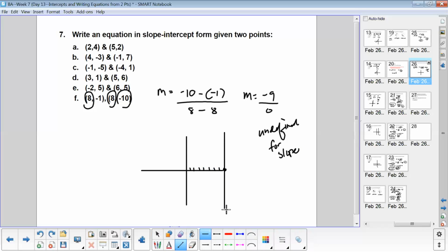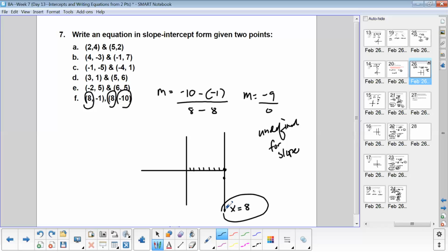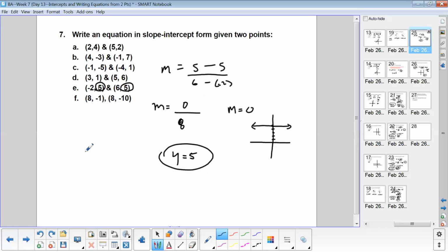If you think about the ordered pairs that are on this line, 8, negative 1 and 8, negative 10 would be on that line, and this is your equation, x equals 8. Notice we use the 8 from here. And notice on the previous slide, we used y equals 5 from the y values.